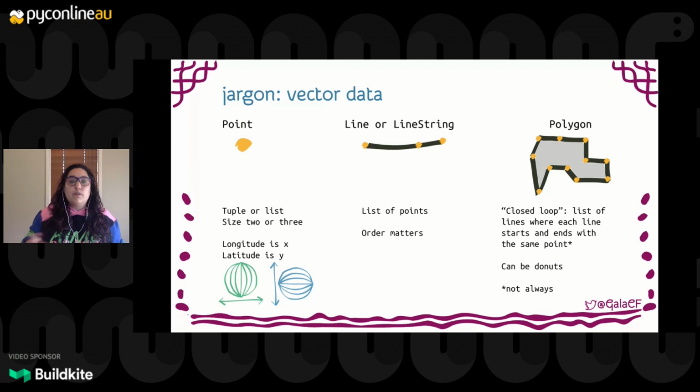A line string, one of the things that's interesting about the line string is that the order matters. And so you basically want to think about it as Google Maps directions. So here's a stopping point, then you walk in this direction for this long, and then another stopping point.